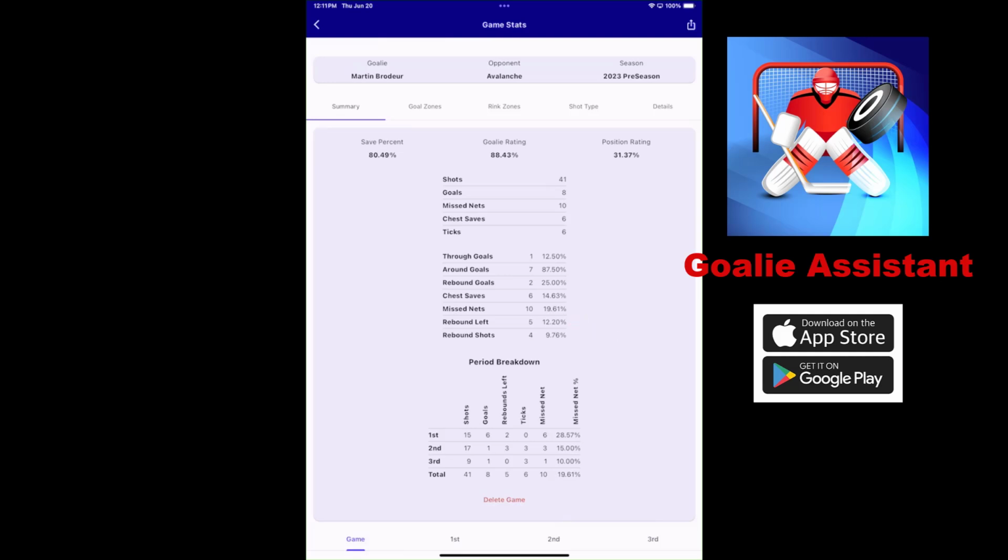We can see per period here, a 28% missed net percentage in that first period. It drops to 15, drops to 10. So the goalie might be getting tired, drifting back in their net, right? Started using their stick more too. No ticks in the first period, but quite a few more in the last 2.